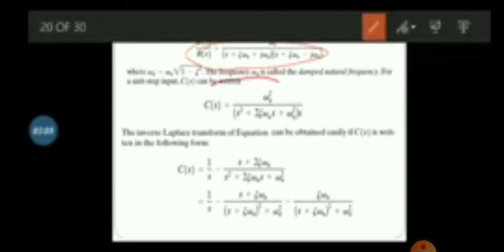Now for a unit step input, C(s) can be written as C(s) = omega_n^2 divided by (s^2 + 2 zeta omega_n s + omega_n^2) times s. This is the standard form, where you just substituted the R(s) value, which is 1 divided by s.